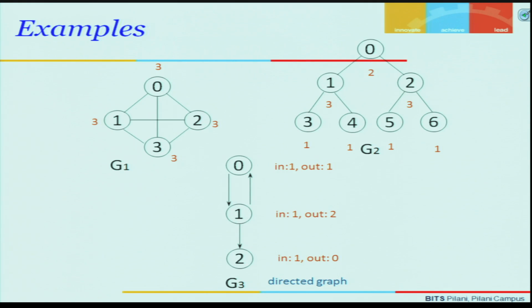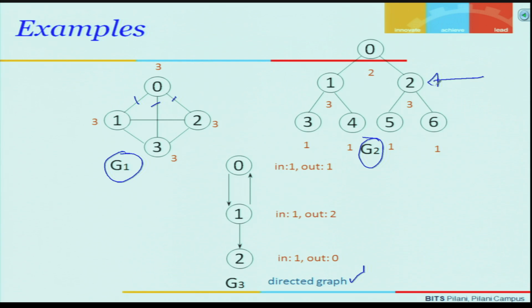These are some examples of in degrees and out degrees. So, G1 and G2 are examples of undirected graphs, whereas G3 is a directed graph. For each vertex, we have written its degree. So, 0 has 3 edges incident on it. So, degree of 0 is 3. Similarly, degree of 1 is 3, degree of 2 is also 3, and degree of node 3 is also 3.